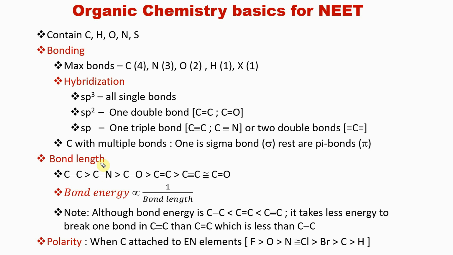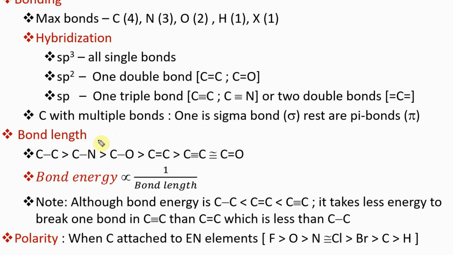This is actually extremely simple. Bond length is the distance between two atoms. Now bond length is always greater for a single bond compared to a double bond compared to a triple bond. Also the bond length is longer if the atoms are larger. Bond length is smaller when the atoms are smaller. We will be seeing it extensively in chemical bonding.